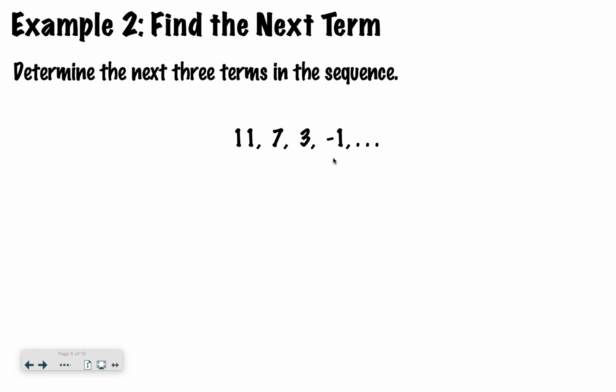Okay, now let's jump to example 2, finding the next term. So determine the next 3 terms in a sequence. The first thing you've got to do is figure out what we are changing by. So 11 to 7 is minus 4, 7 to 3 is minus 4, 3 to negative 1 is minus 4. So if I subtract 4 again, my next number is negative 5.